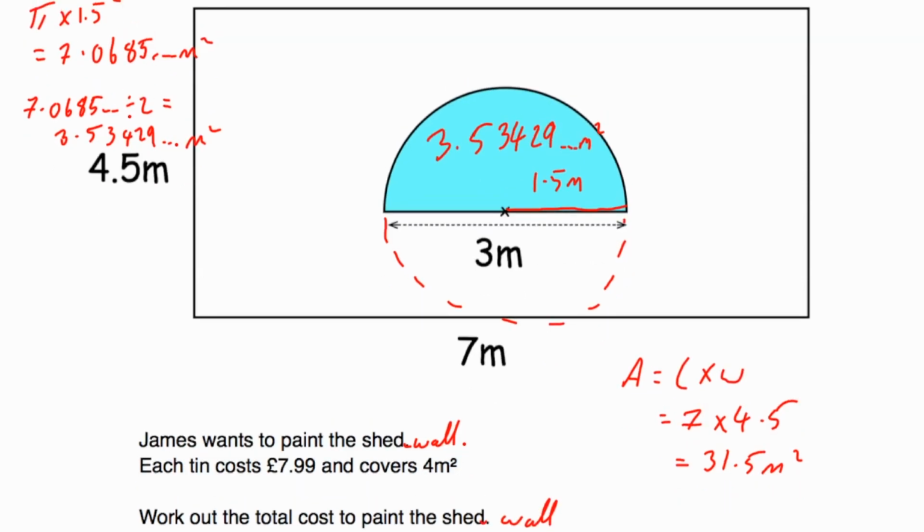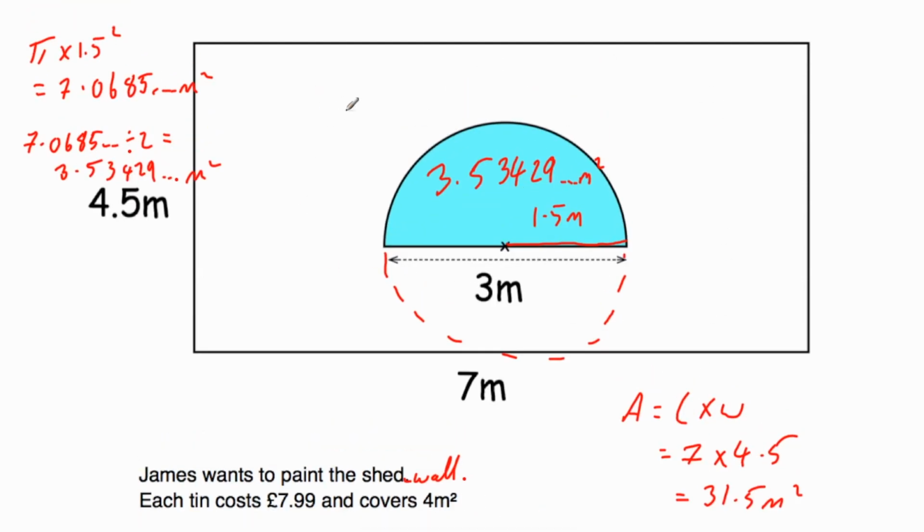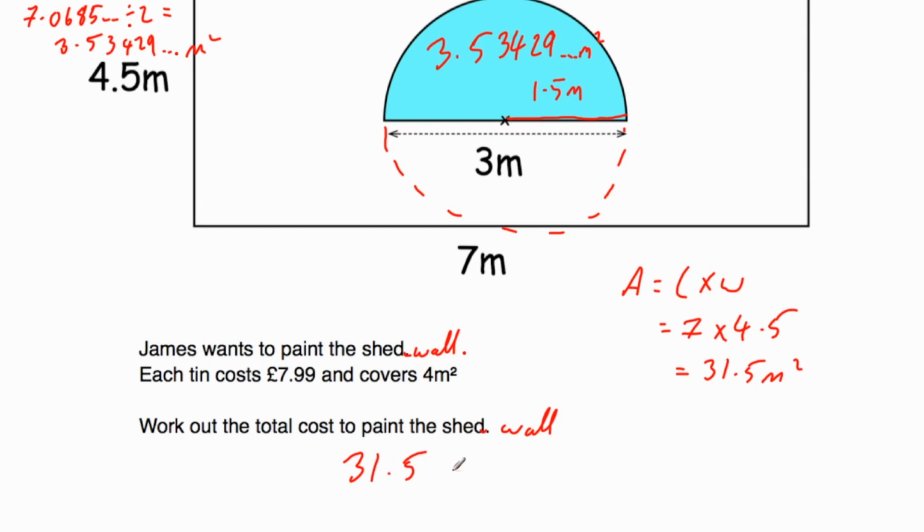So to find the area of the wall that is wooden, that needs painted, we now need to just take this area away from our 31.5, and that'll tell us what's left, this white region. So let's do that. So 31.5 subtract 3.53429 and so on gives us, I've still got that on my calculator display, so I can press 31.5 subtract answer equals, and that gives us an answer of 27.965 and so on meters squared. So that's the area of the wall of the shed that needs painted.